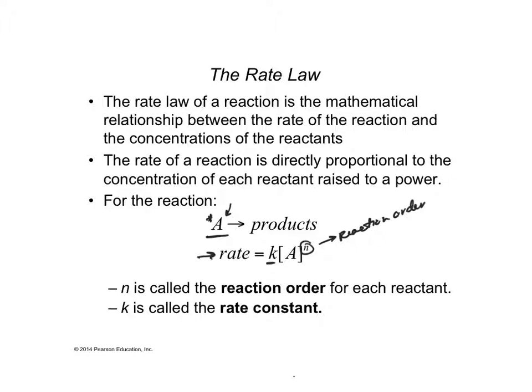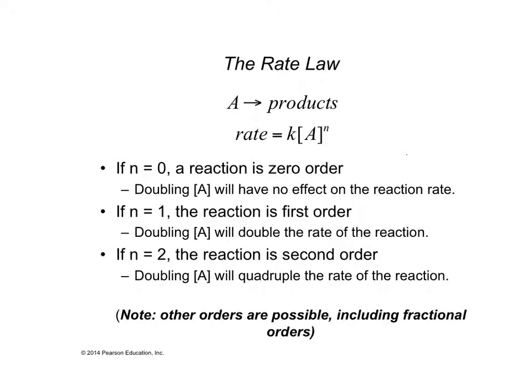So what are the various possible values of this reaction order? There are three that you should know and be comfortable with. First one is n equals 0, and we'll talk about that. Second one is n equals 1. Third one is n equals 2. There are other orders possible. These are not the only possible orders, including fractional orders, and so you should note that. So let's consider what happens when n is equal to these various numbers.